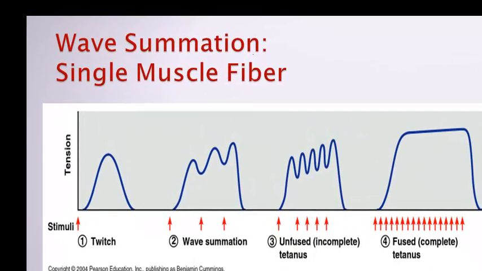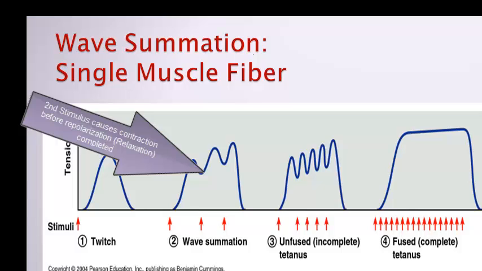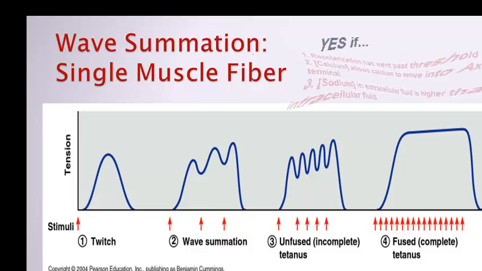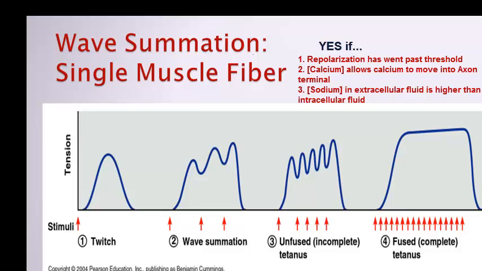What happens if we have a second electrical event before relaxation completely is satisfied? Can we have that second electrical event result in a second muscle contraction? And the answer is yes. The limiting factor is that electrical event, that repolarization that's occurring during the relaxation phase, has to be able to go past threshold towards repolarization. Once that's happened, then the second electrical event can occur and bring us back across threshold.